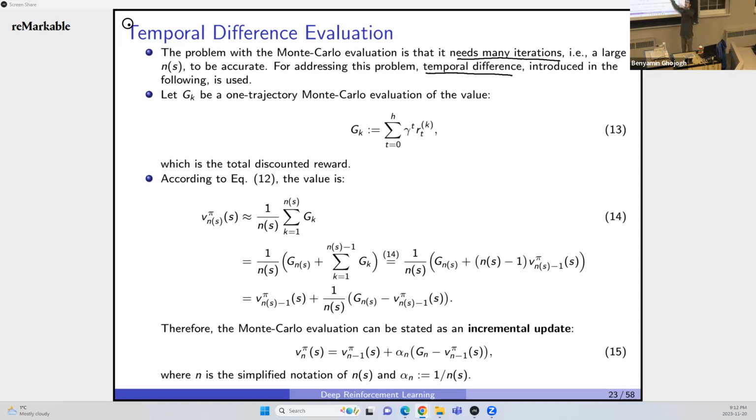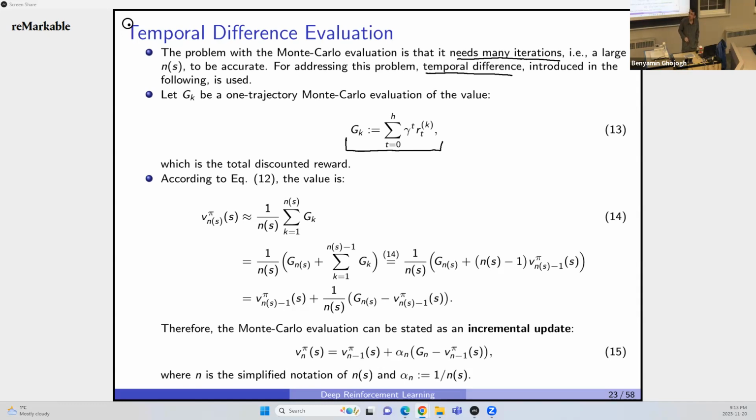Recall that we are doing all of these to estimate the value given a policy. We don't have the transition model. Now I define the total discounted rewards, which I denote by G_k. G_k is the total discounted rewards for the kth episode. So far clear?